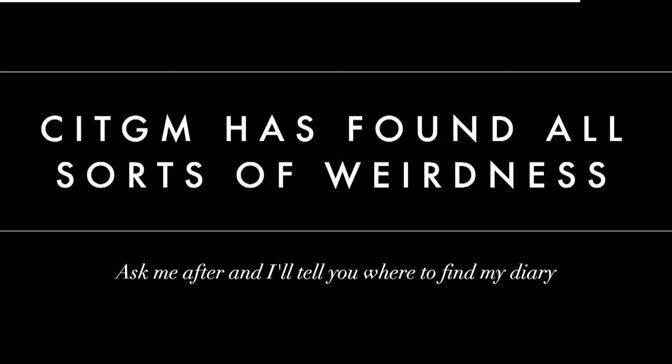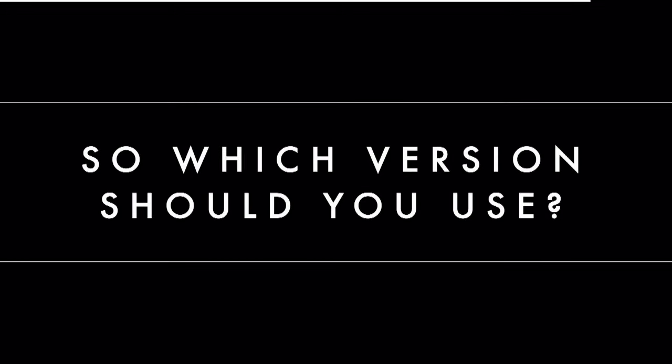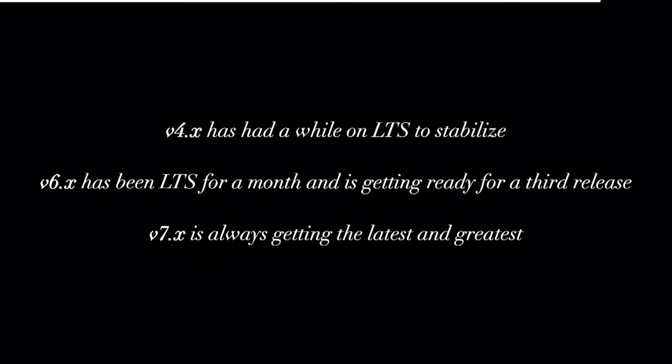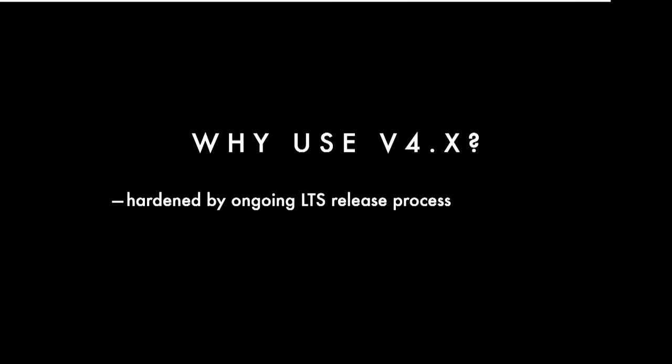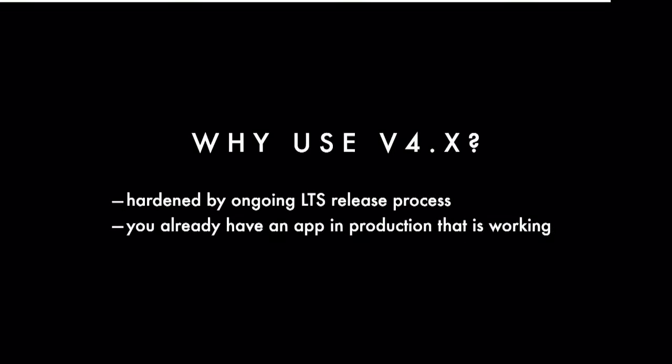So let's quickly wrap up. Which version should you use? 4.x has had a while on LTS to stabilize. 6.x has been on LTS for about a month, and it's getting ready for its 3rd LTS release. And v7 is always getting the latest and greatest things. So why use v4? It's hardened by an ongoing release process. If you already have an app in production that's working, you probably should just stick to v4 right now.